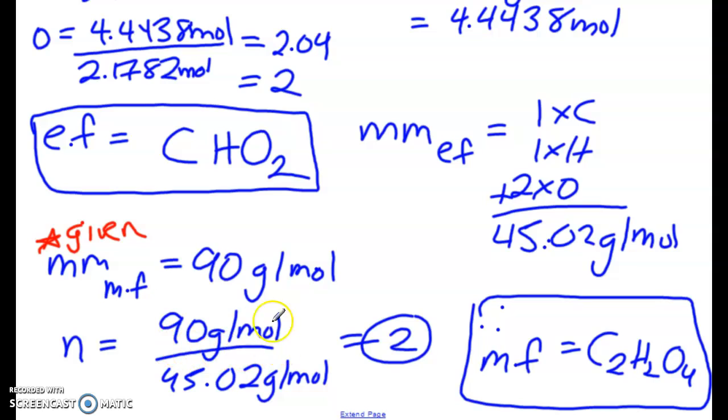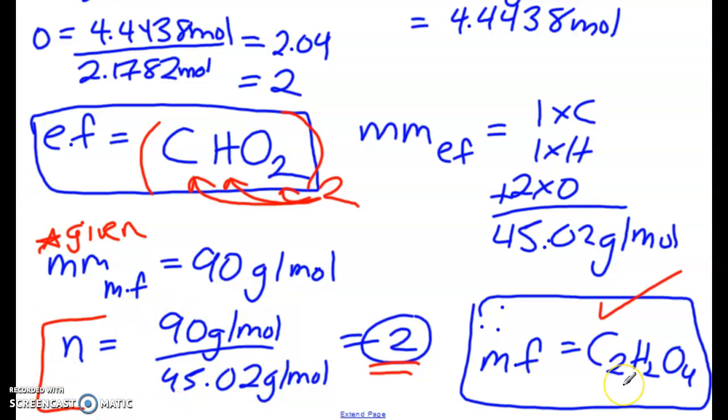If we take the molar mass of the molecular formula and divide it by the empirical formula, we get an N factor of 2. So we multiply each subscript by 2 to get our molecular formula, which is C2H2O4. This really combines the empirical formula, and this last part is the new section we learned today, where you determine your N factor and get your molecular formula.